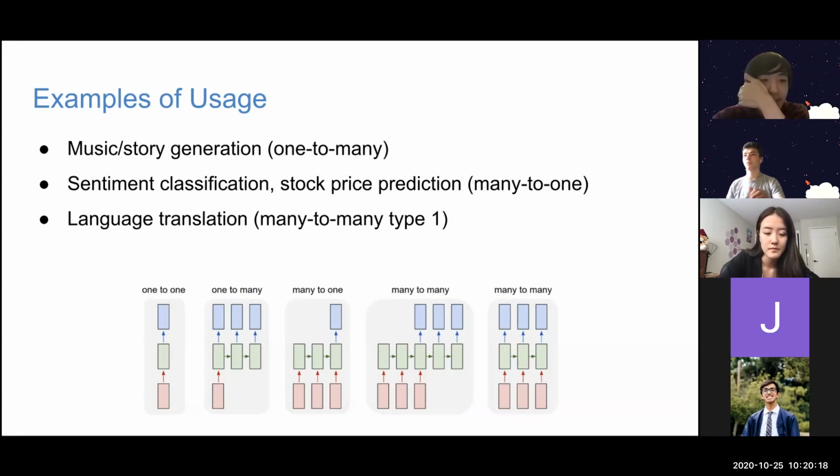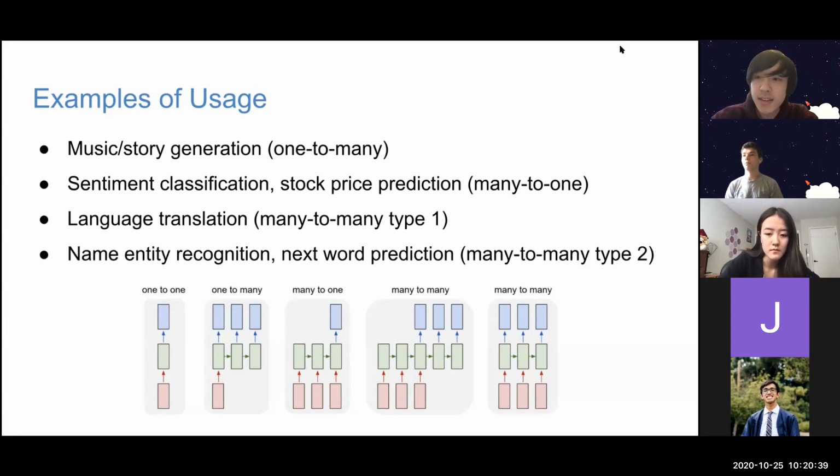Language translation is many-to-many, generally type 1. You can think of feeding in a sentence in one language and then producing a sentence in another language, but the two sentences might have different lengths, right? So you can't just have a direct one-to-one mapping of each word. That's where many-to-many comes in.